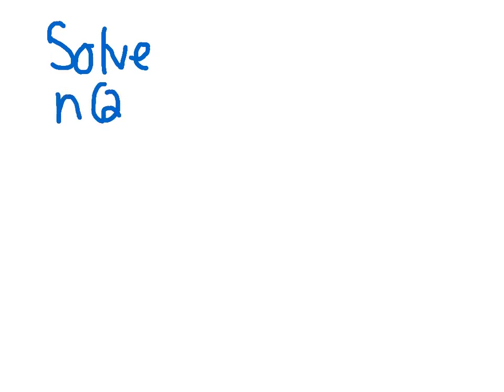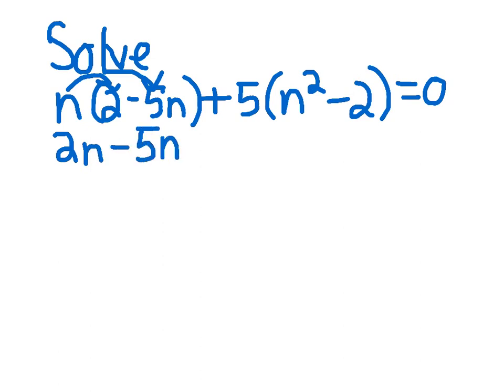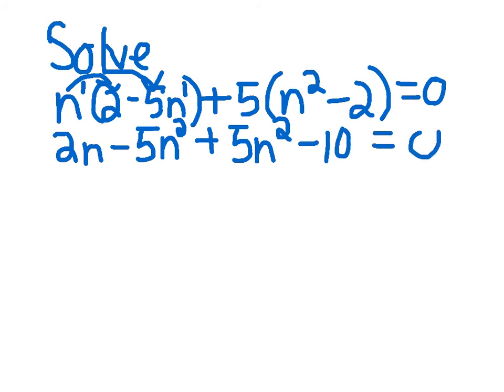One way that this gets used is in equations. If it says solve, as the book's example, n times 2 minus 5n plus 5 times n squared minus 2 equals 0, we're going to go about this in the same way: we get rid of the parentheses, and then follow all the rules that we've always followed when we solve equations. So distributing the n over this quantity gives me 2n minus 5n squared, because I'm adding the exponents, and there's one of each of those, plus 5n squared minus 10, and that whole thing equals 0.